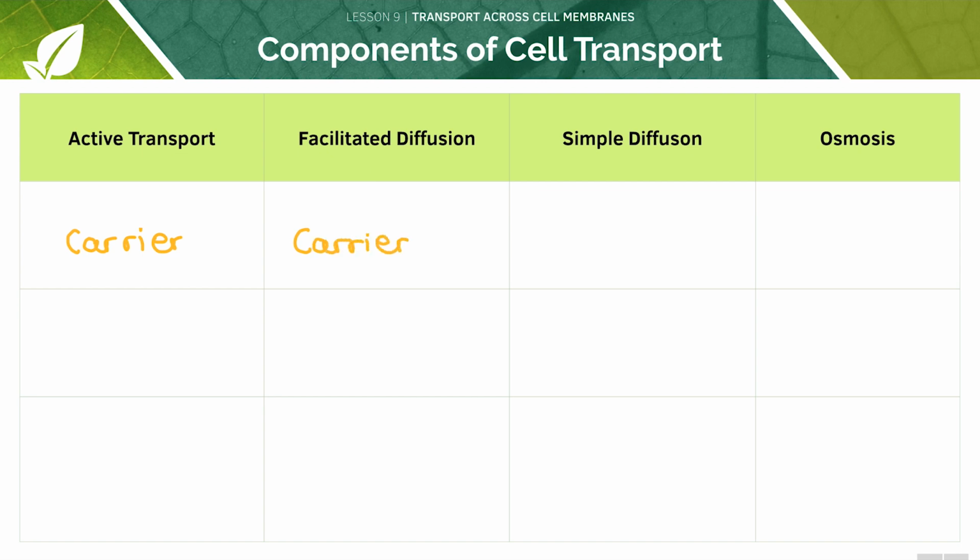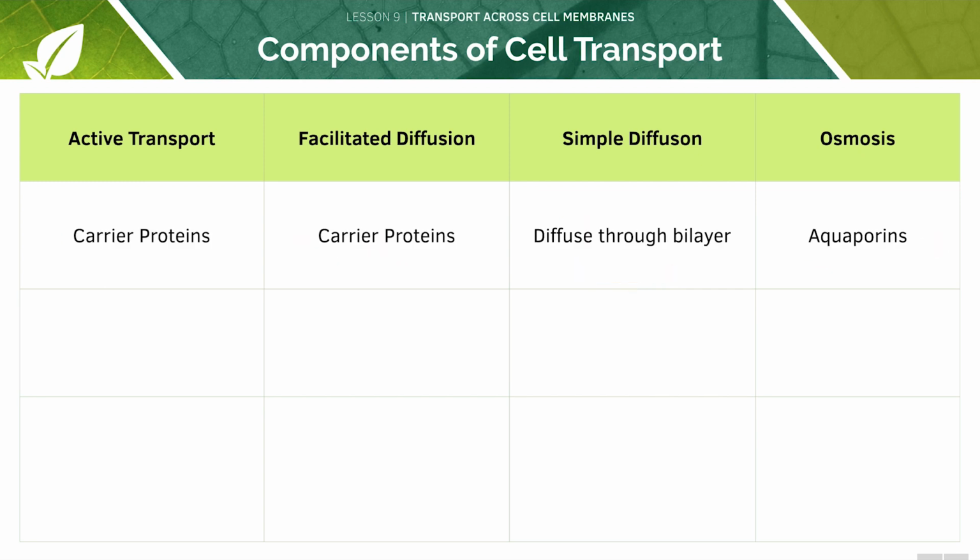In simple diffusion, we simply have diffusion through the bilayer. And osmosis requires the use of aquaporins. Next, we know that the process of active transport is active. Facilitated diffusion is passive, as are simple diffusion and osmosis.